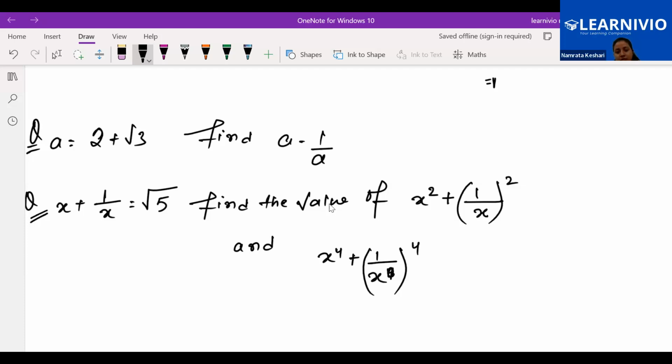2 root 3, you are getting 2 root 3? Yes, sir. Okay, please do the next one. We'll be checking whether it's 2 root 3 or what.